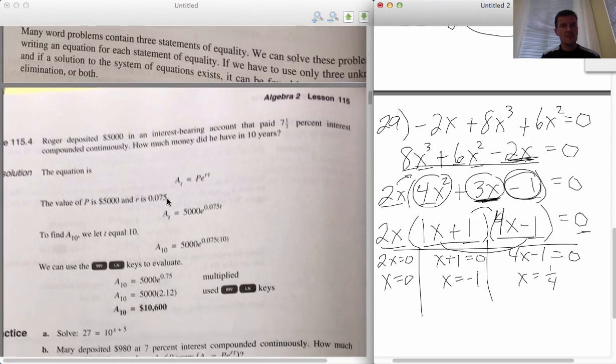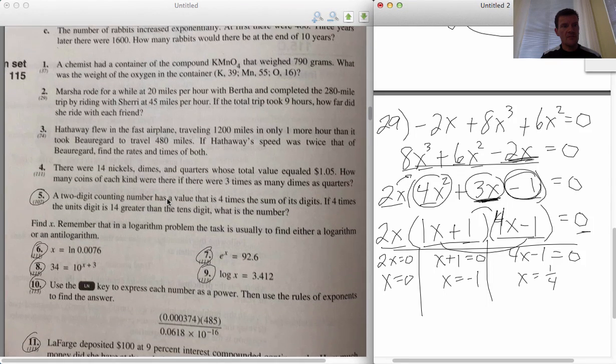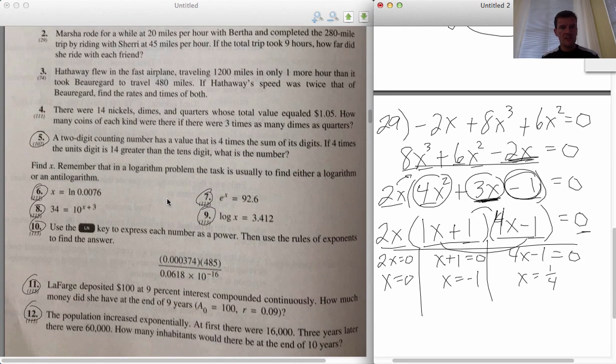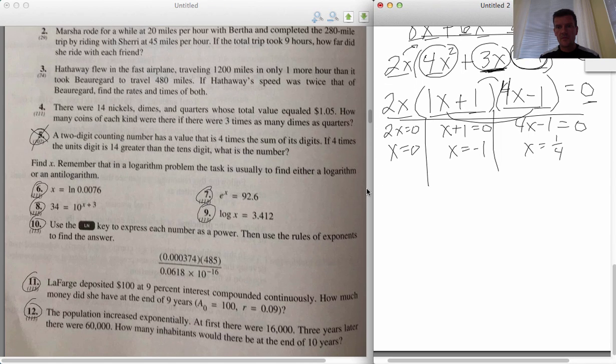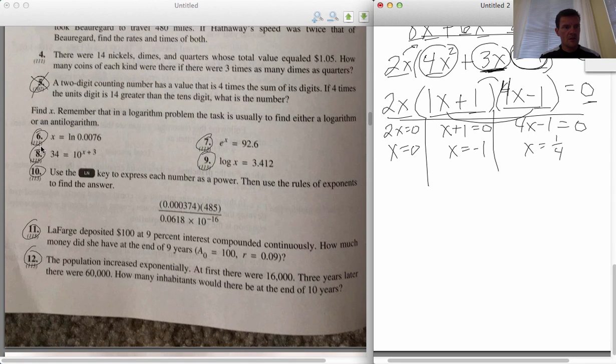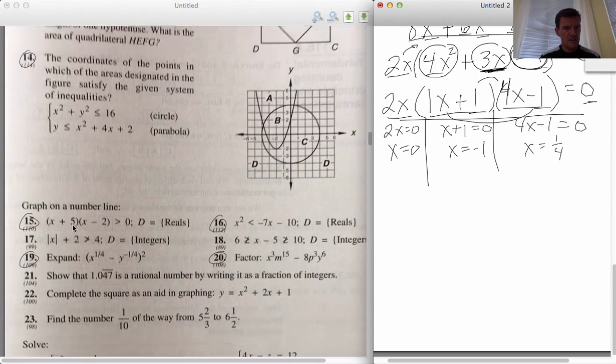All right, so now I'm going to go on to 115, and I am only going to look at 111 to 115. Okay? So anything 111 to 115. Let's look at, actually let's do this in order. So let's find the 111.